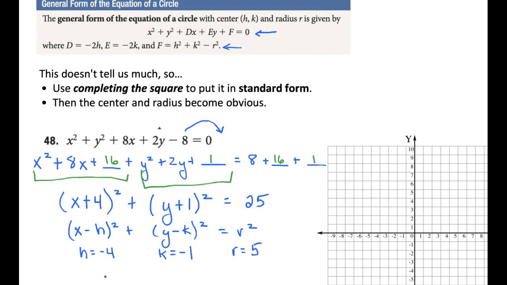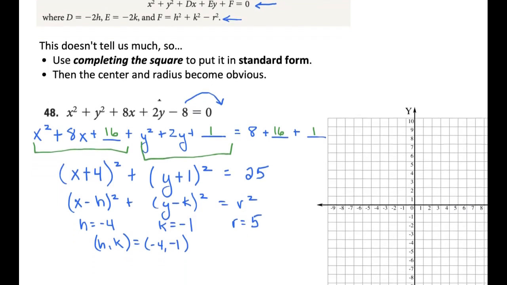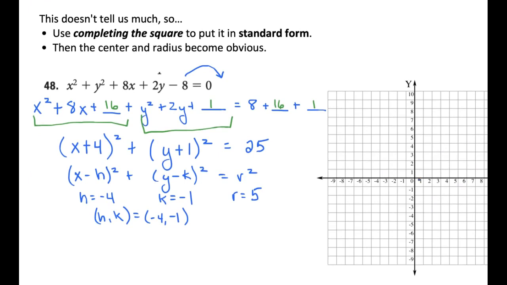Okay, so now we have that the center (h, k) is negative 4, negative 1, and the radius is 5. So if we were going to graph this, the center (h, k) is where you want to start. So you want to go to negative 4, negative 1, and we're going to put a point there.